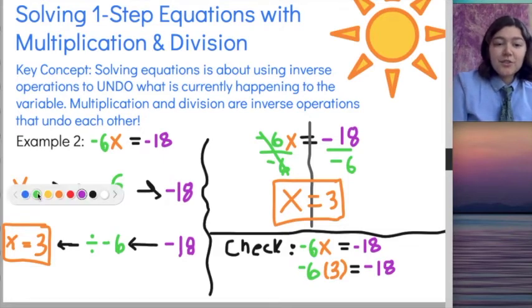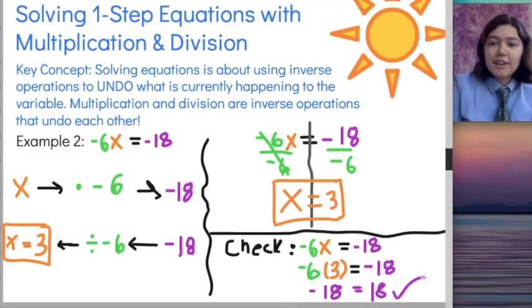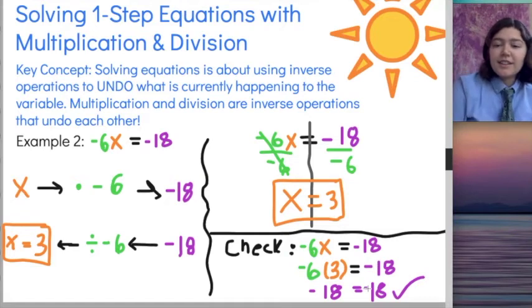Negative 6 times 3 is negative 18, because now we have different signs, one positive and one negative, and we are multiplying, we get a negative product. So that is negative 18, and negative 18 is equal to negative 18, so we know we are right.